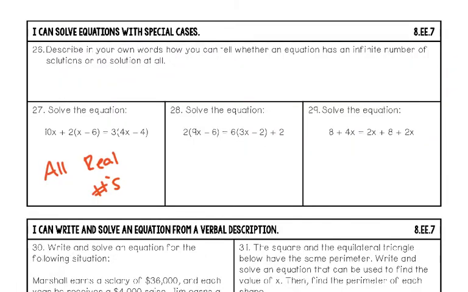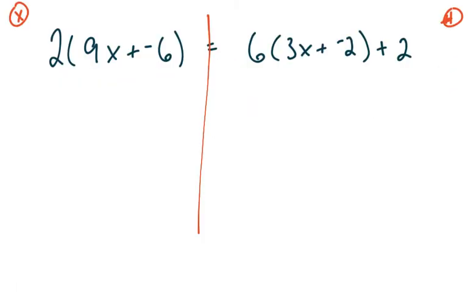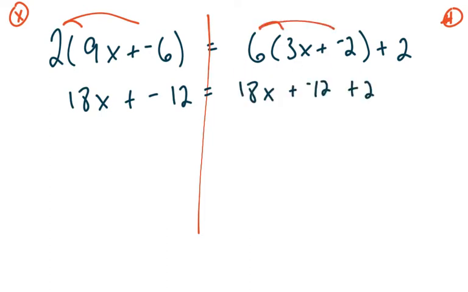Let's look at 28. We want to begin by doing what we can do on either side. So we'll distribute if we can. We can on this side. We can distribute that 2 to each term to get 18x plus negative 12 on the left, and on the right, we can distribute the 6 to each of these terms. Get 18x plus negative 12. And then we can simplify one more thing because we can put our numbers with our numbers. So we can combine the negative 12 plus 2 and end up with negative 10.